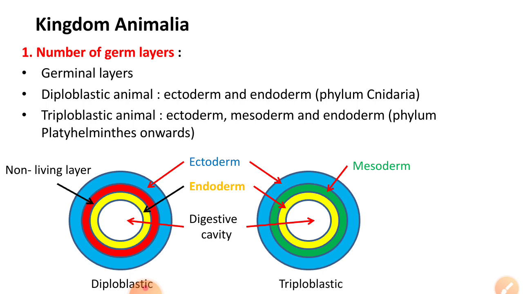So in the case of triploblastic animals, all three layers, ectoderm, mesoderm and endoderm, are present. Diploblastic condition is found in phylum Cnidaria, and triploblastic condition is found from phylum Platyhelminthes onwards. So, on the basis of germinal layers, organisms can be divided into diploblastic animals and triploblastic animals.